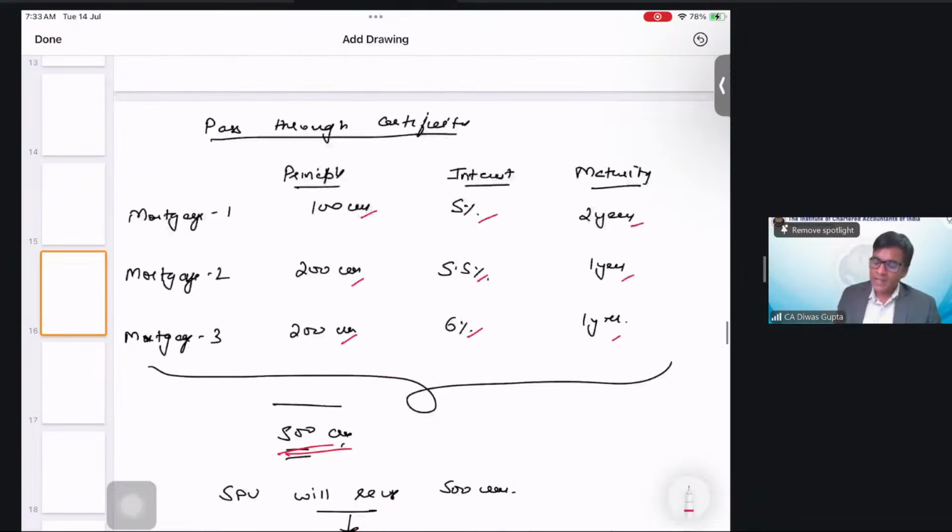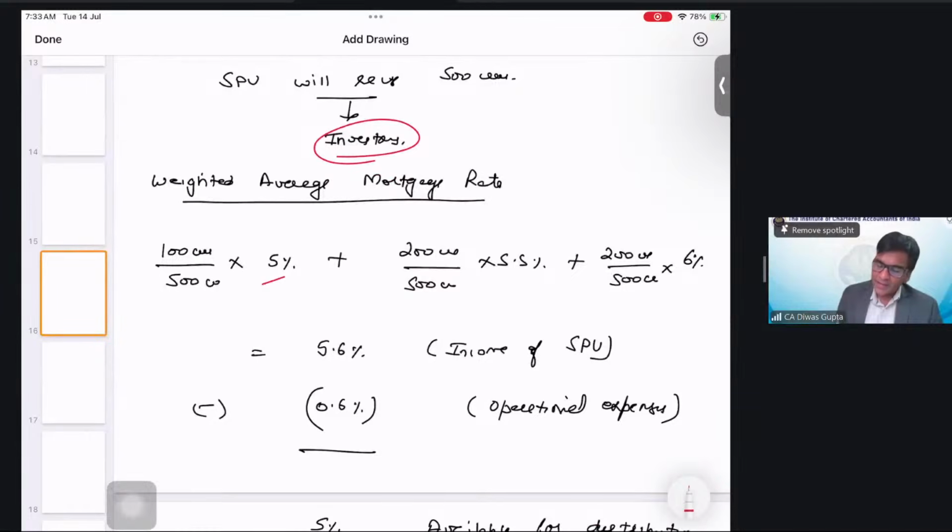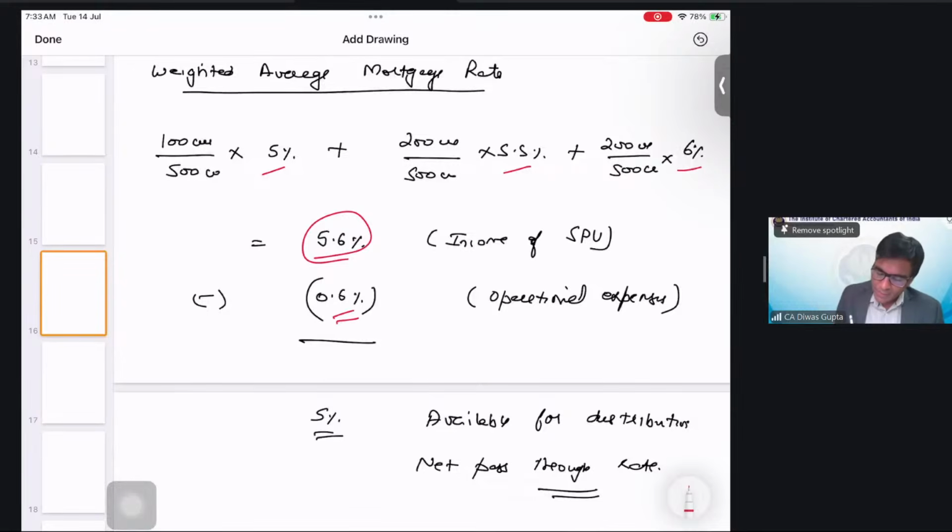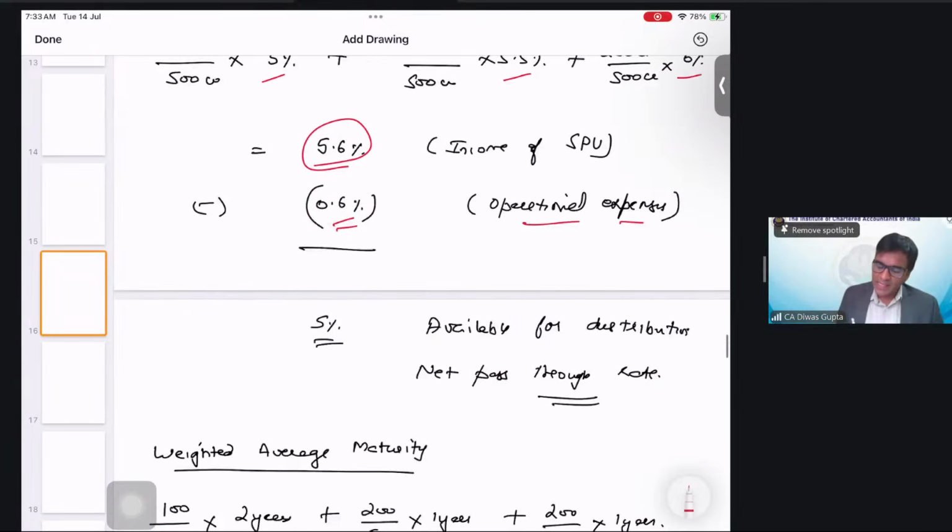Now, the weighted average mortgage rate will be what? 5, 5.5, and 6. So in totality, they will be getting 5.6% as the income of the SPV. That's the gross interest that they will be receiving. And minus 0.6 can be assumed, let's say, to be their operational expenses that the SPV will be incurring. So this balance 5% is now available for distribution, which is called the net pass-through rate. Clear?